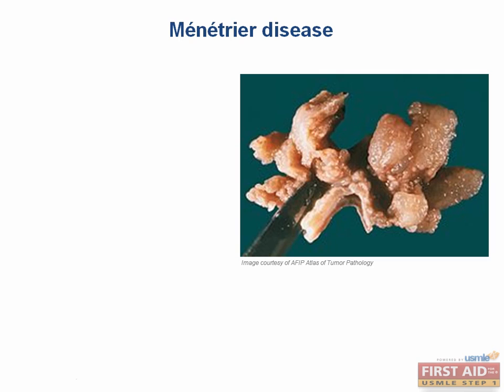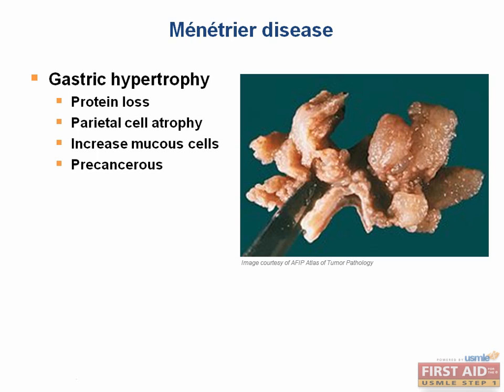Now, just a brief mention of Menetrier's disease. This is a condition of gastric hypertrophy that has protein loss, parietal cell atrophy, and an increase in the number of mucus cells. It is also precancerous. The rugae of the stomach are so hypertrophied, which you can see here, that they are described as looking like the gyri of the brain. It is a rare variant of gastritis and is not heavily tested, but it's good to keep this characteristic image in mind.